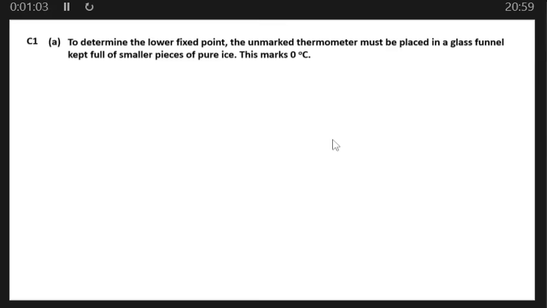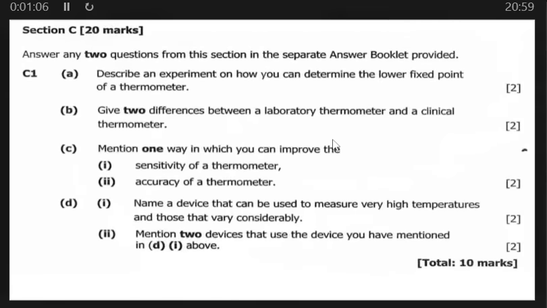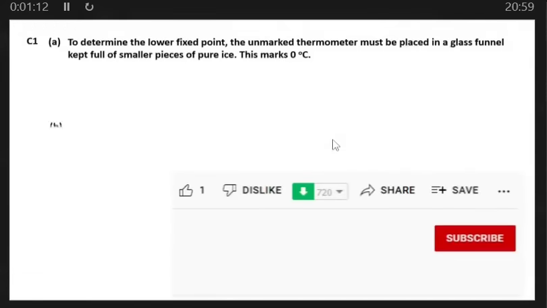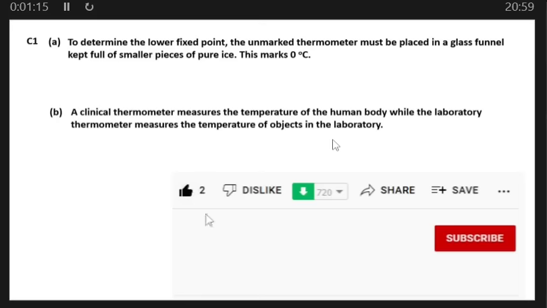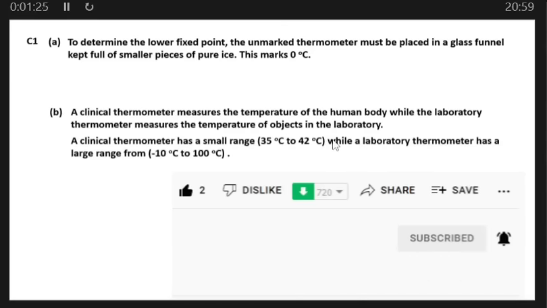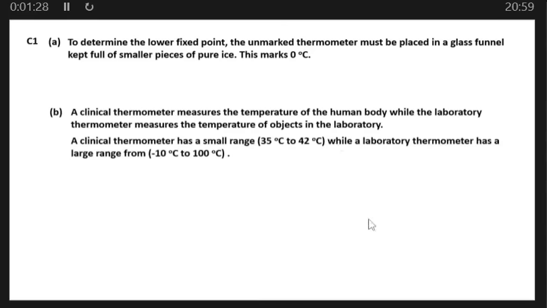Let's go to another question. It says, give two differences between a laboratory thermometer and a clinical thermometer. One, a clinical thermometer measures the temperature of the human body, while a laboratory thermometer measures the temperature of objects in the laboratory. Another difference is that a clinical thermometer has a short range, from 35 degrees Celsius to 42 degrees Celsius, while a laboratory thermometer has a large range, from negative 10 degrees Celsius to 100 degrees Celsius. These are some of the differences.